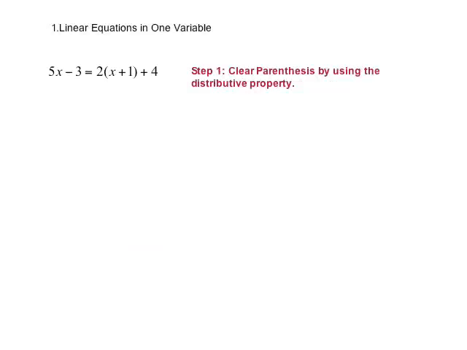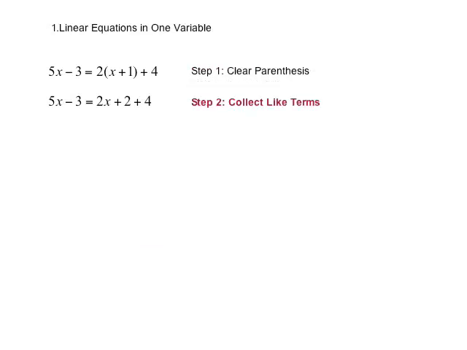Clear the parentheses by using the distributive property. So we're going to go 2 times x is 2x, and 2 times 1 is 2. So we get 5x minus 3 equals 2x plus 2 plus 4. So now what are we going to do? Collect like terms. And where are the like terms? The only ones that are like on any one side are the 2 and the 4. So we need to add the 2 and the 4 together. We get 5x minus 3 equals 2x plus 6.